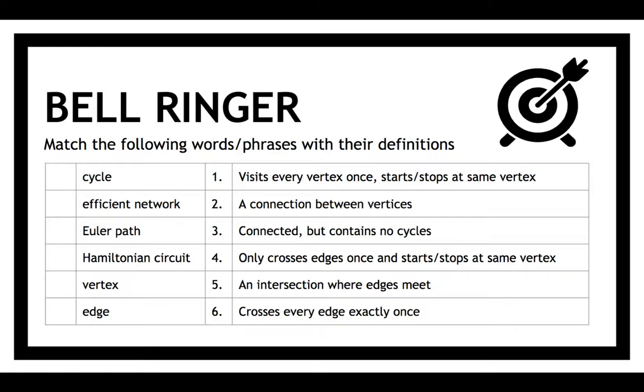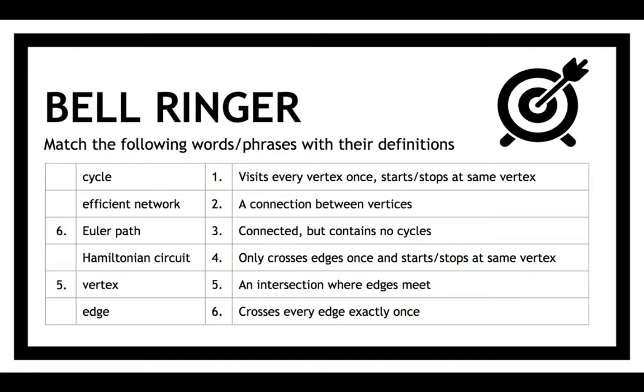Okay. So what do you think a cycle is? Connected but contains no cycles. I bet that's probably it. But as we can see, Euler path crosses every edge exactly once. We knew that already from the first lesson of this unit. An Euler path is crossing every edge exactly once.